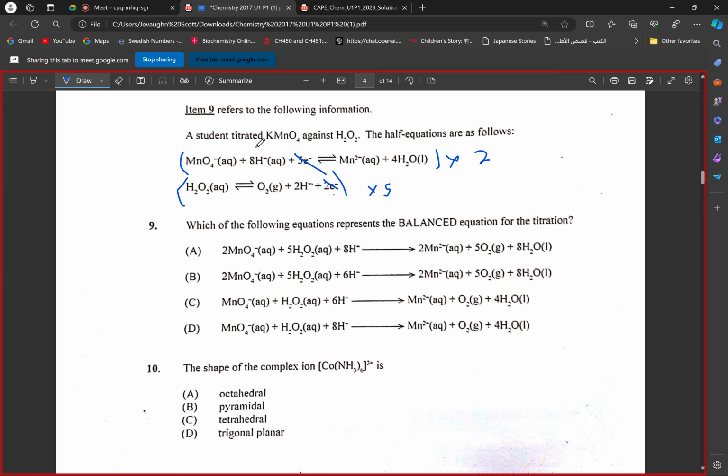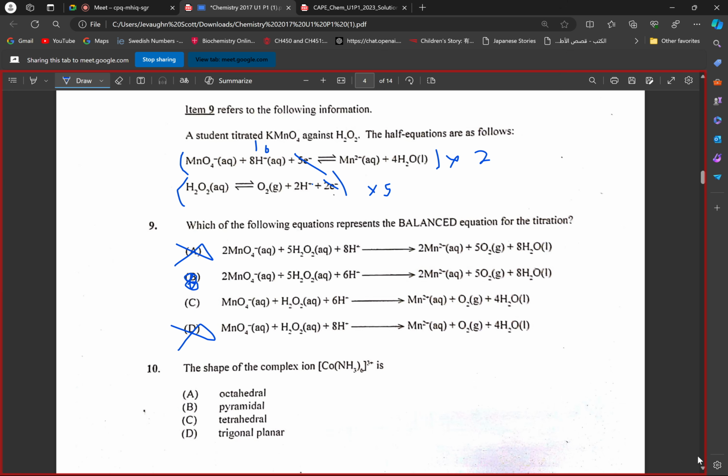2 times 8 is 16, right? And when we cancel out, 2 times 5 is 10, we're going to get what? Six hydrogen on one side, therefore it must not be A and it can't be D. Therefore it must be between these two. 5 times the peroxide would give us 5, the answer should be B. Answer is B. Lovely.